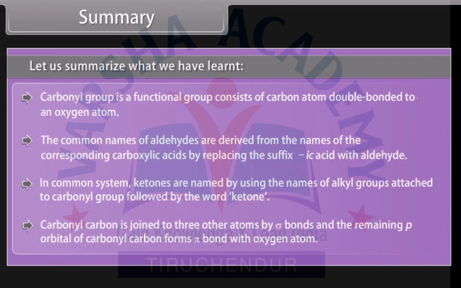Carbonyl carbon is joined to 3 other atoms by sigma bonds, and the remaining p orbital of carbonyl carbon forms a pi bond with oxygen atom.